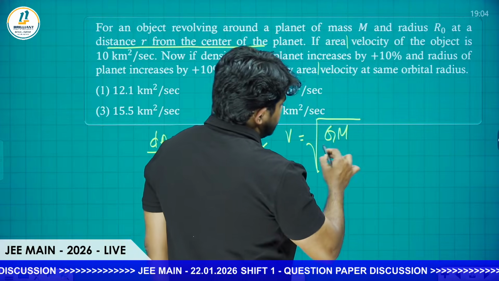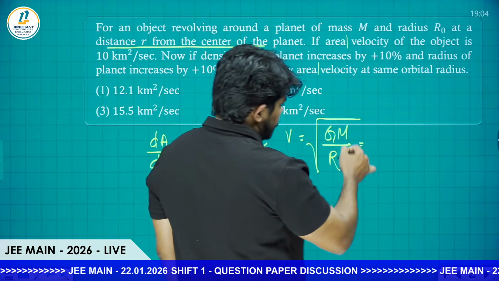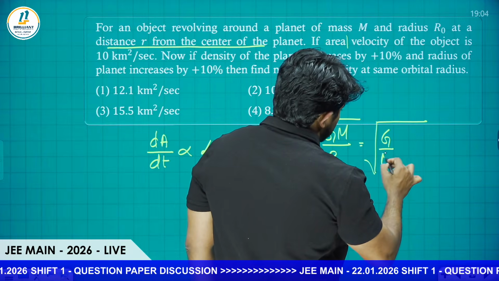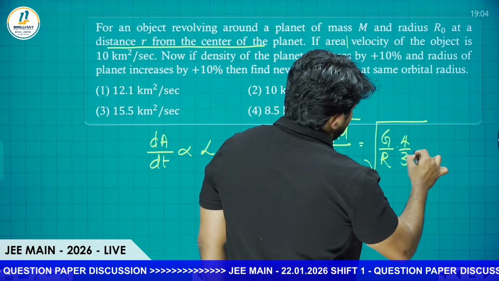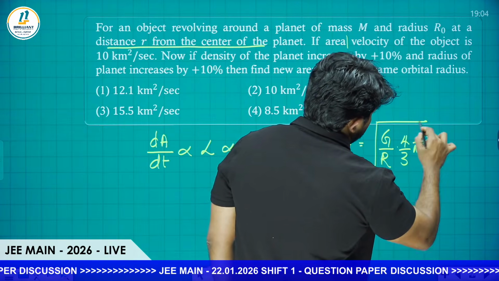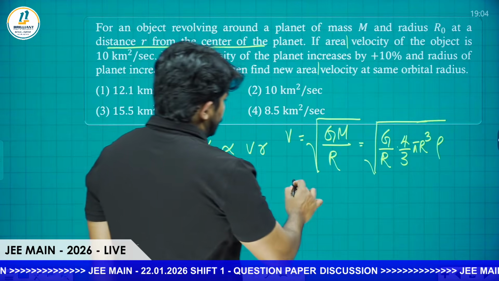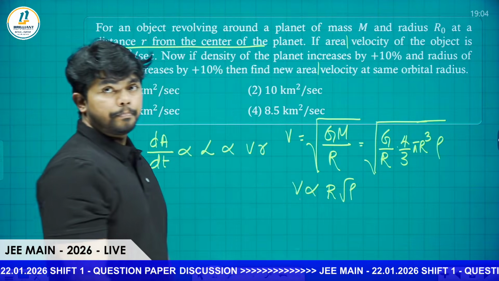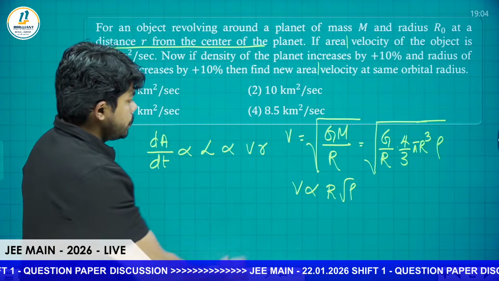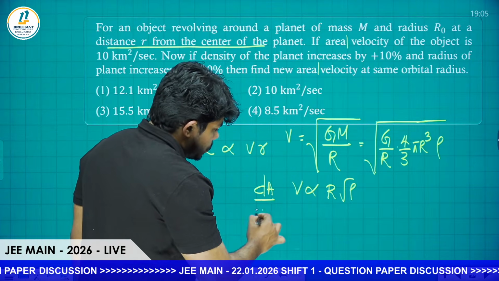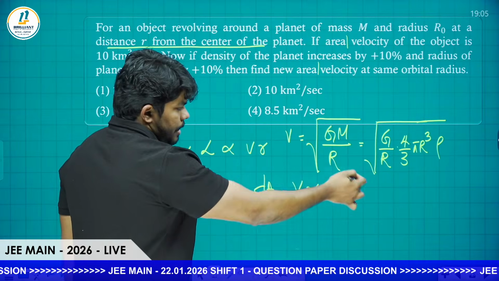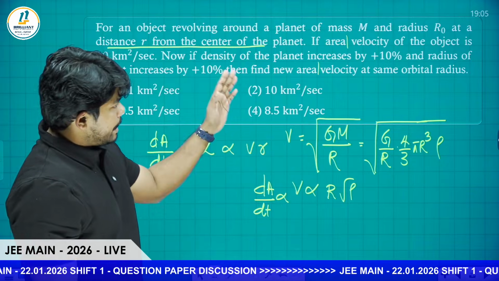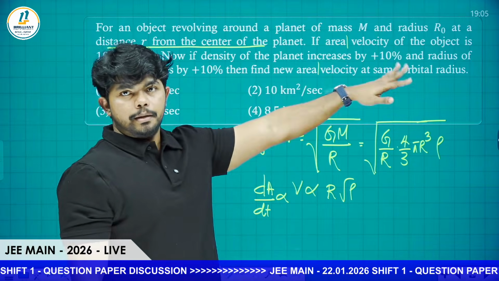So it's root of GM by r, and how is it connected to density? We know that we can replace mass in terms of density, 4 by 3 pi r cubed rho, right? So what will be the value? The final value will be proportional to r times the square root of density. So this is the result we are getting. So the areal velocity is also proportional to r times the square root of density, where the radius and density are increased by 10%.